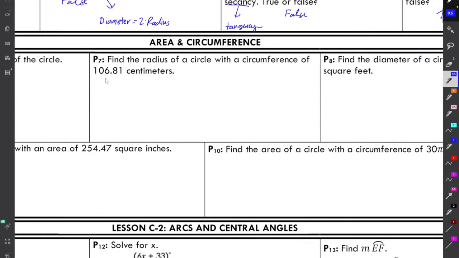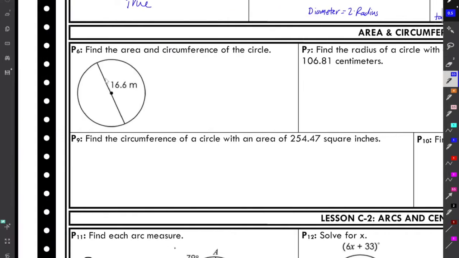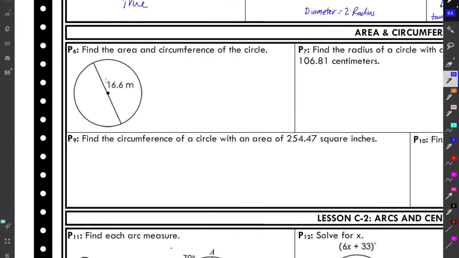Next, we move on to area and circumference of a circle. Okay, I think we have 5 questions on this as well. Find the area and circumference of a circle. So we remember, if you look at our cheat sheet, which is the last page, you'll see that the formula for area is equal to pi r squared, where r is the radius of the circle.